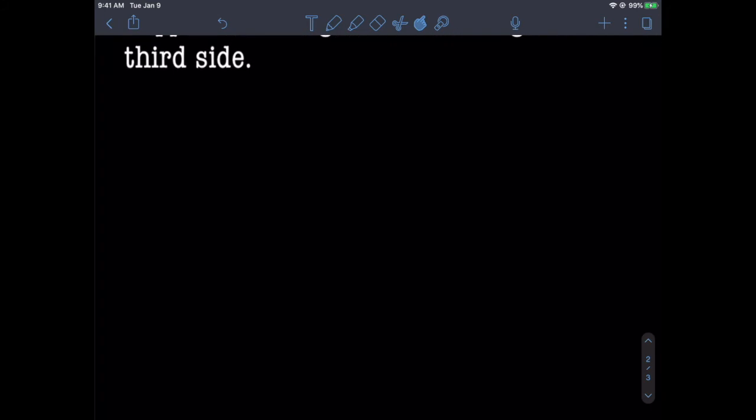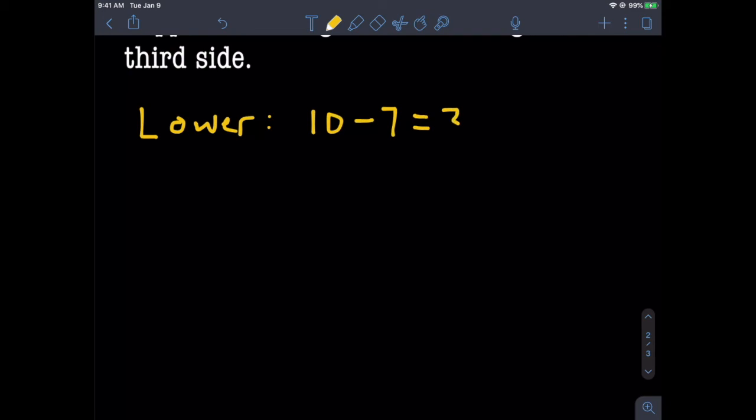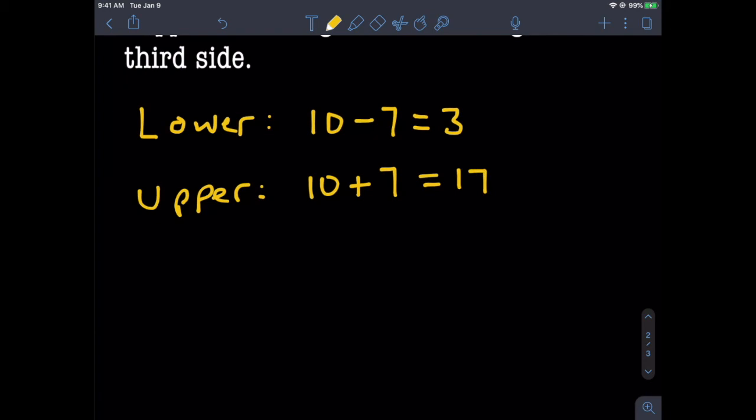Let's go ahead and find these in the order that makes sense. We're going to start by trying to figure out what the lower boundary is. To do this, we're going to minus our two numbers. So 10 minus 7 gives us 3. That is the smallest possible length of the third side in our triangle. For our upper limit, we're going to go ahead and add the two numbers together to get 10 plus 7 is 17. This is the maximum length of the third side.